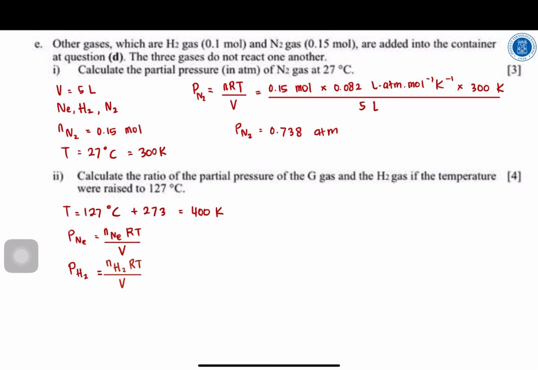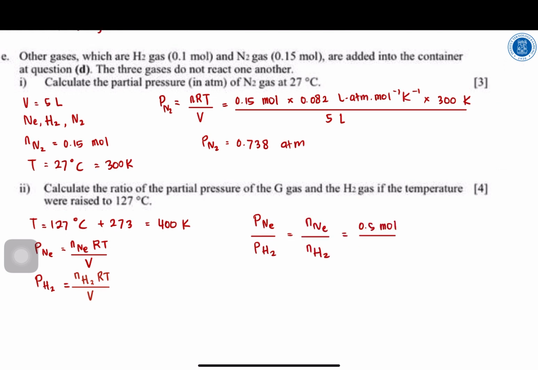So there's an information that the temperature is raised to a higher temperature, but this is for the same system, for the same container. So if we only ask to calculate the ratio of the partial pressure of neon and the hydrogen, then we only need the ratio of each mole. So in that case, we can calculate pressure of neon over hydrogen equals the ratio of mole. Okay, now the mole of neon and then the mole of the hydrogen is 0.1 mole. So the ratio is 5 to 1.